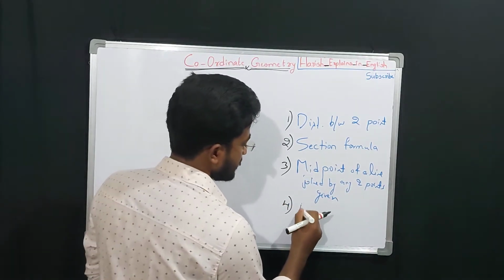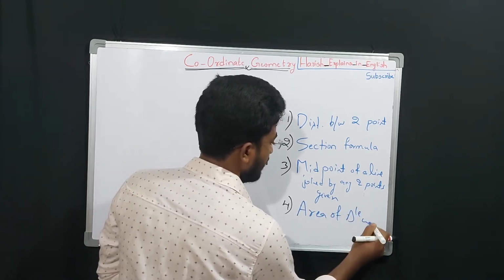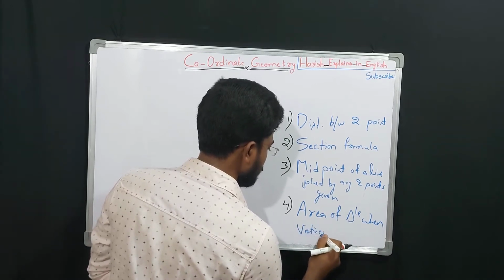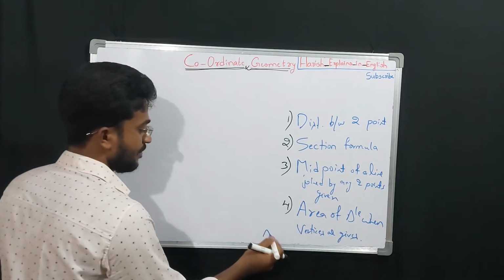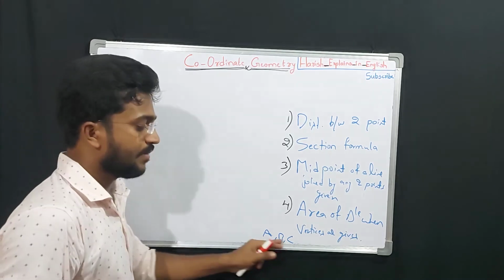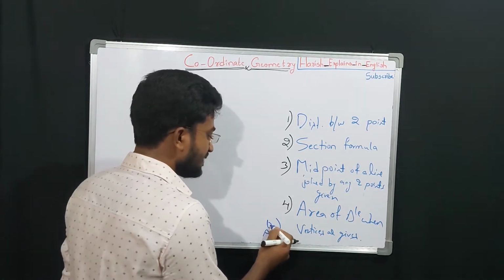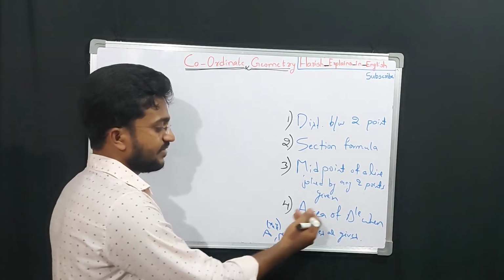And the next one is finding the area of a triangle when vertices are given. See, vertices implies A, B, C, right? Some name of a triangle is ABC. A, B, C are vertices. So what they'll give is the x and y coordinates, x1, y1, x2, y2. They'll give the coordinates, then we have to find the area.